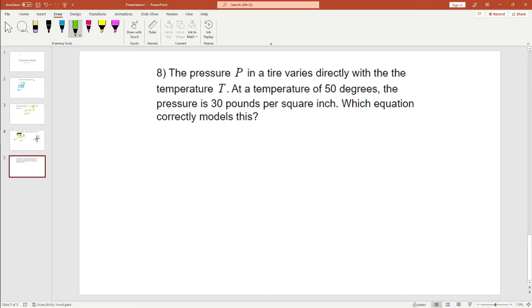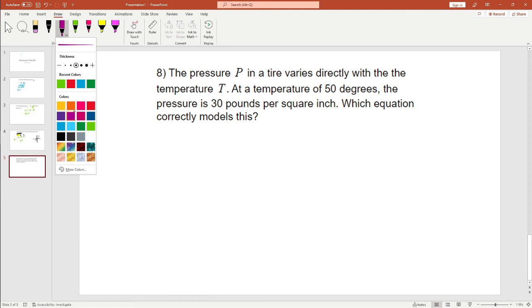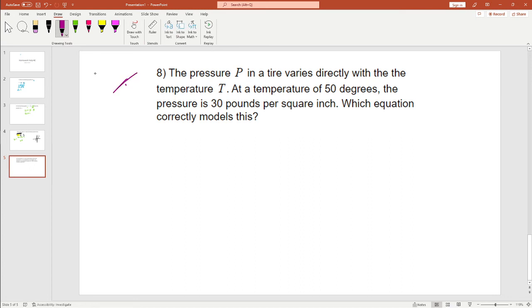And finally, the pressure P in a tire varies directly with the temperature T. At a temperature of 50 degrees, the pressure is 30 pounds per square inch. Which equation correctly models this? So if I see this phrase varies directly, I know that I'm going to have some situation y equals kx, or I guess in this case, because P varies directly with T, I can really think of it as P equals kT, where k is some constant.